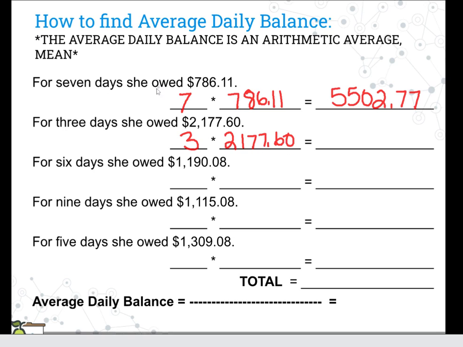$2,177.60 was owed. So that means after 7 days, there was a charge, so an increase in the account balance up to the 2,177. And so we multiply this out and we get a total of $6,532.80 for 6 days. So we have this balance of $1,190.08. So going from the 2,000 amount down to the 1,100, that means a payment was made.